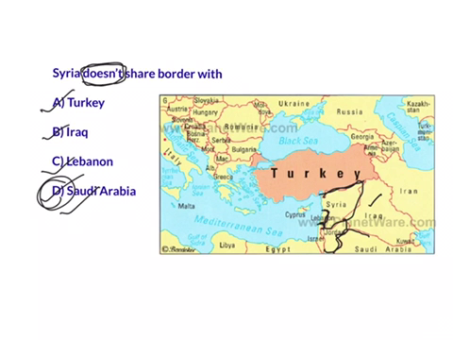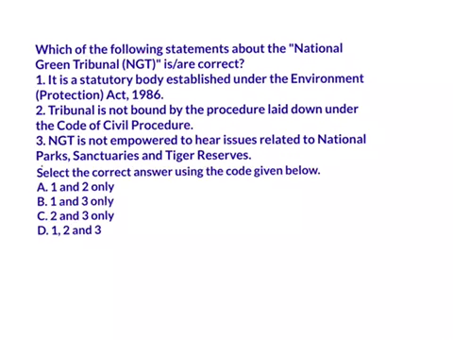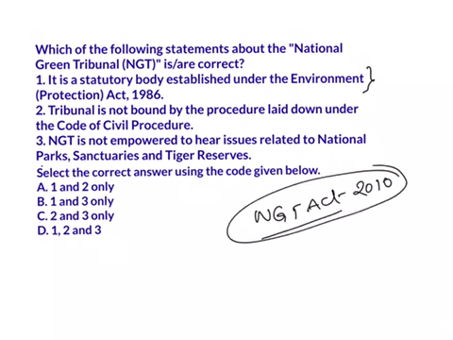Now come to the second question. Which of the following statements about the National Green Tribunal is or are correct? These are the options. Statement 1: it is a statutory body established under the Environment Protection Act 1986. See, this statement is wrong because NGT was established in 2010 under the National Green Tribunal Act, 2010. So absolutely this statement is wrong.